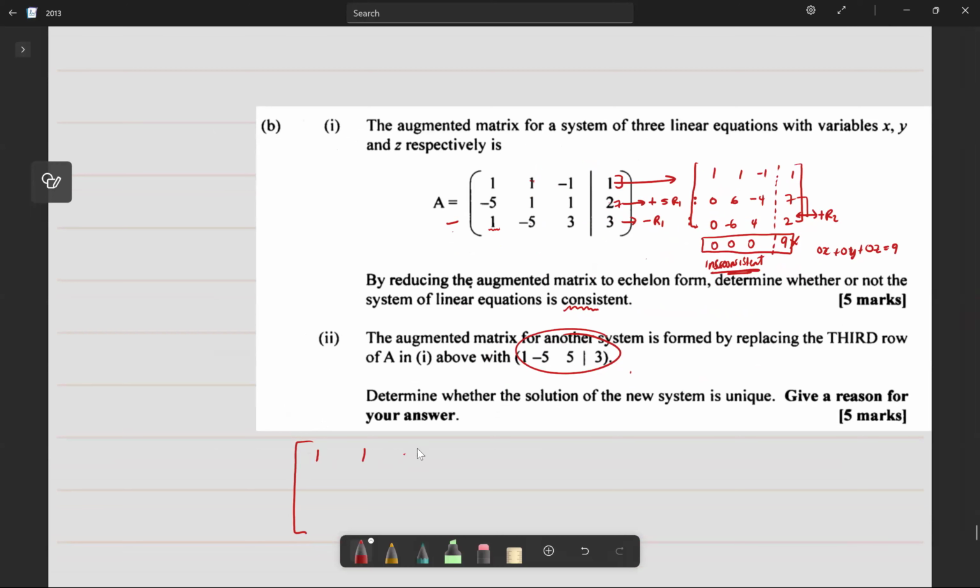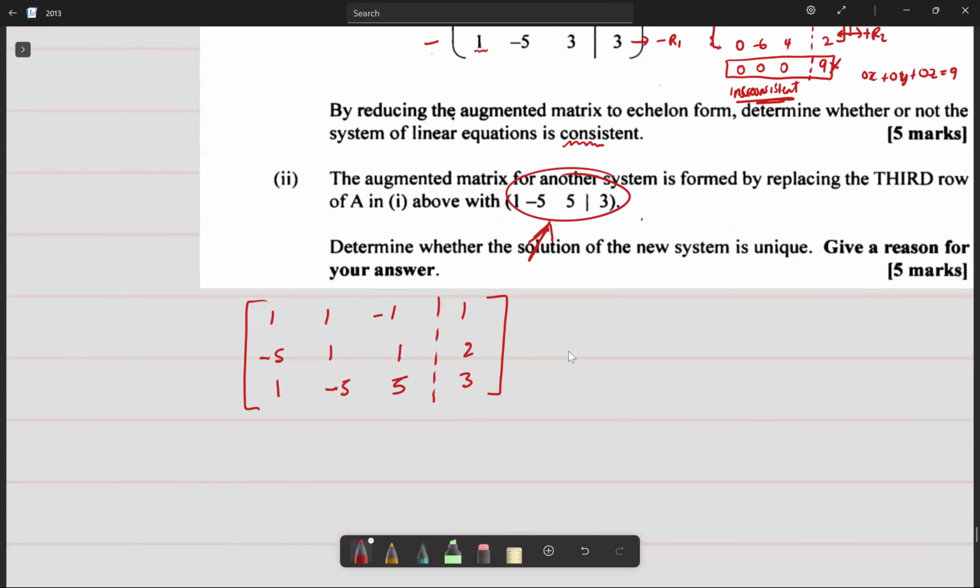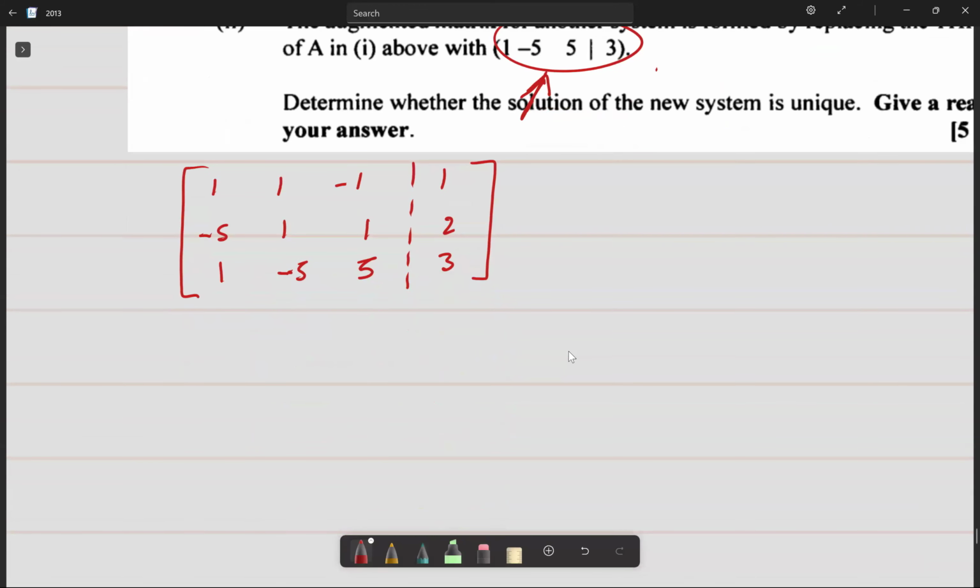It's going to have 1, 1, negative 1, 1, then negative 5, 1, 1, 2, then 1, negative 5, 5, 3. I changed row 3 to match what they said it is, okay? That's what happened. Now we need to do the same math and find out if the system is unique. That's all it's asked. It didn't ask us to solve it, it asked is the system unique? Okay. So remember the step that we want to do is that we want to cancel.